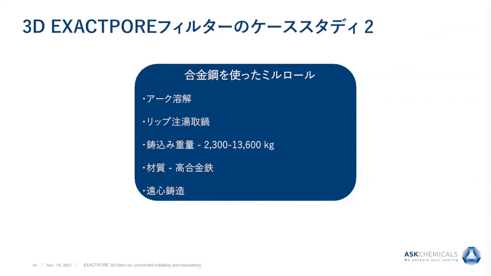The next case study is an alloyed steel mill roll. This customer is arc melting with lip pour ladles. The casting weight ranges from 5,000 to 30,000 pounds. They are producing high alloyed iron that is centrifugally cast.